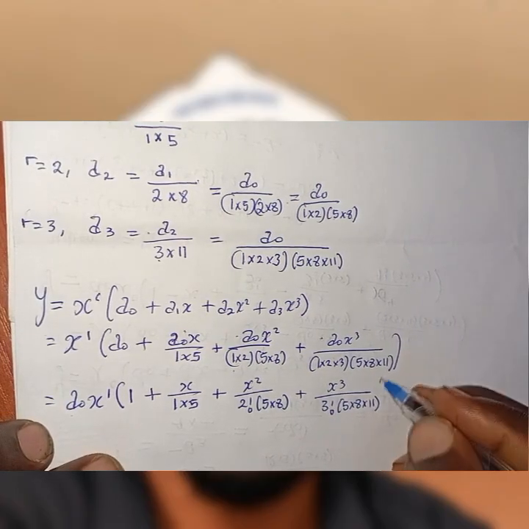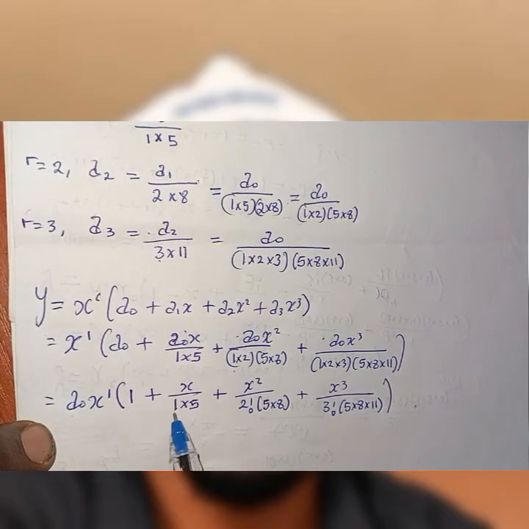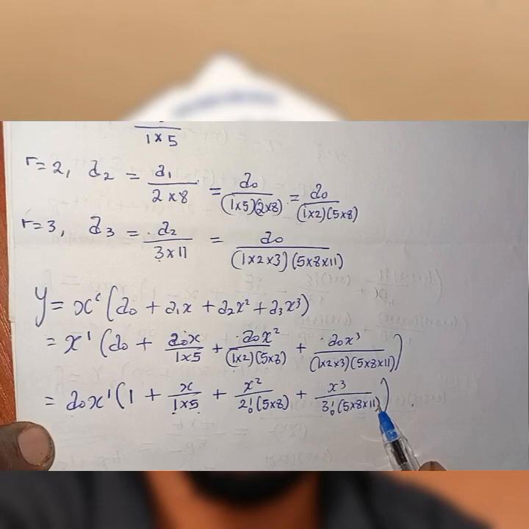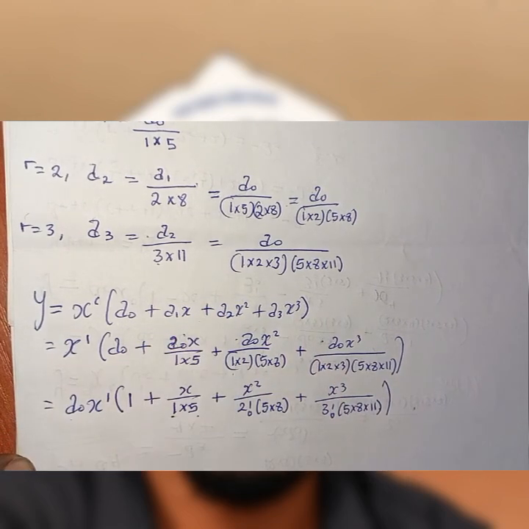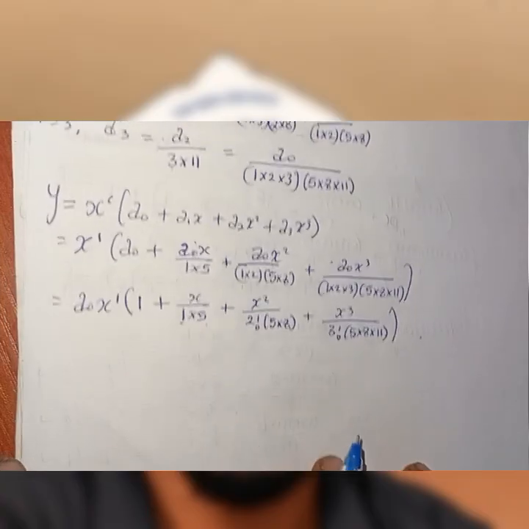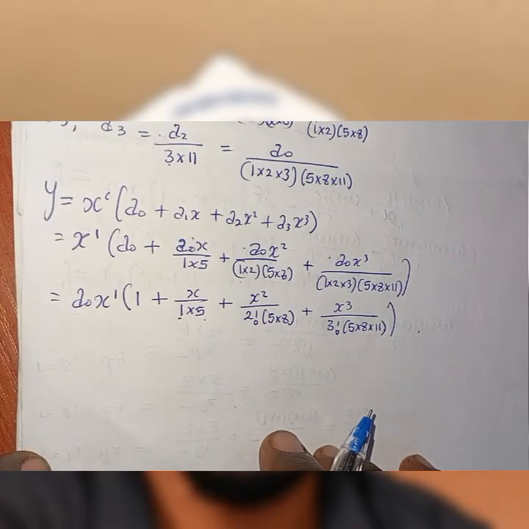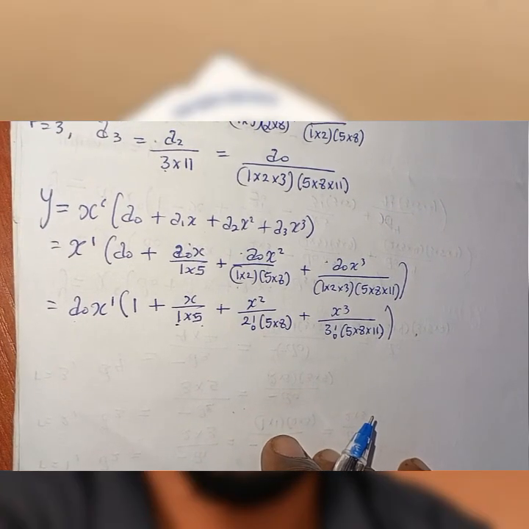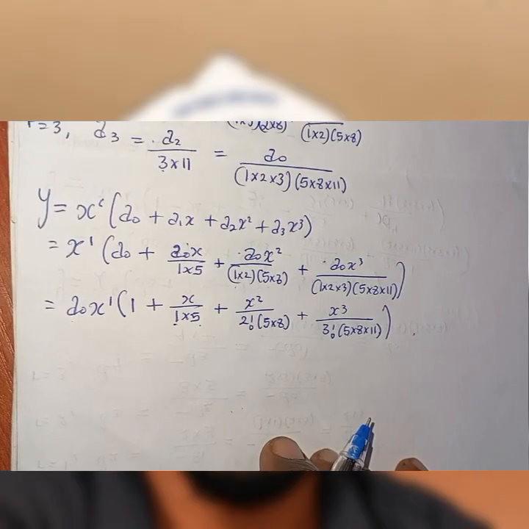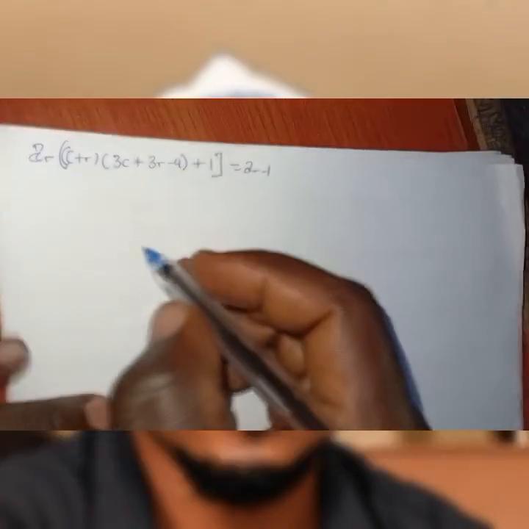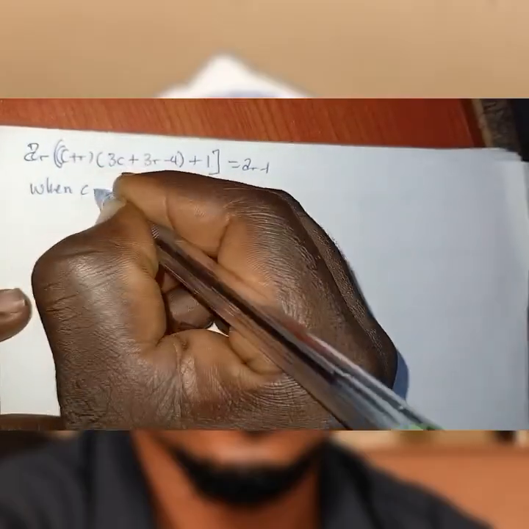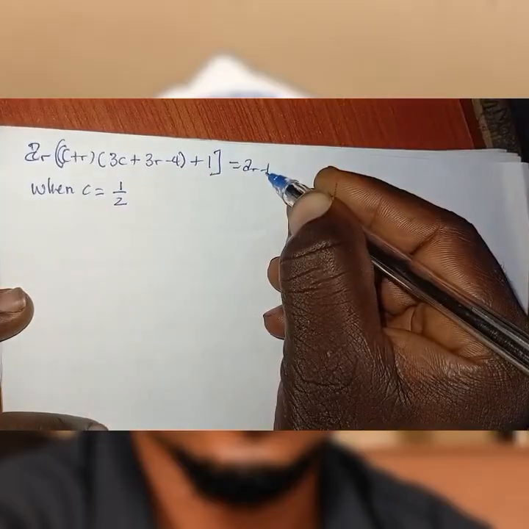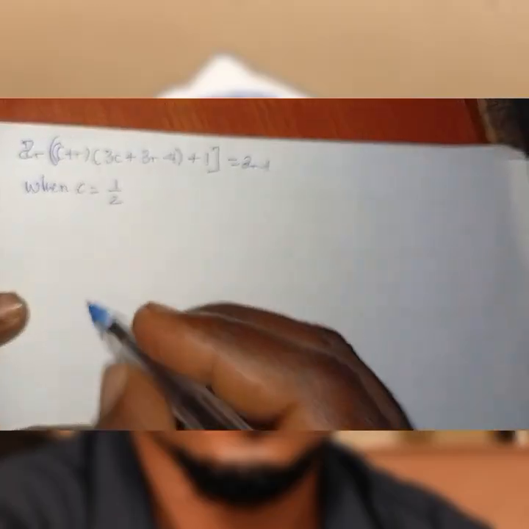So we can see that they are following a particular series: 1 times 5, 5 times 8, 5 times 8 times 11. So that's how the series should be going. Now this is our first answer for when c equals 1. So let's move to when c equals 1 over 3. When c equals 1 over 3, we still remember this equation, so it's what we're going to use.